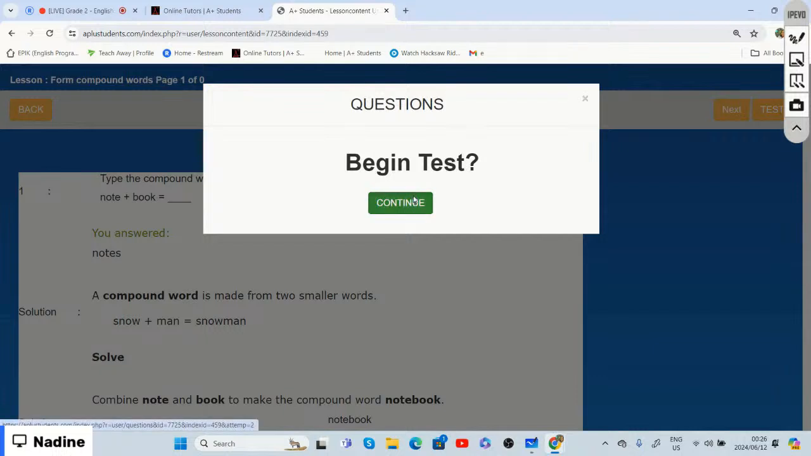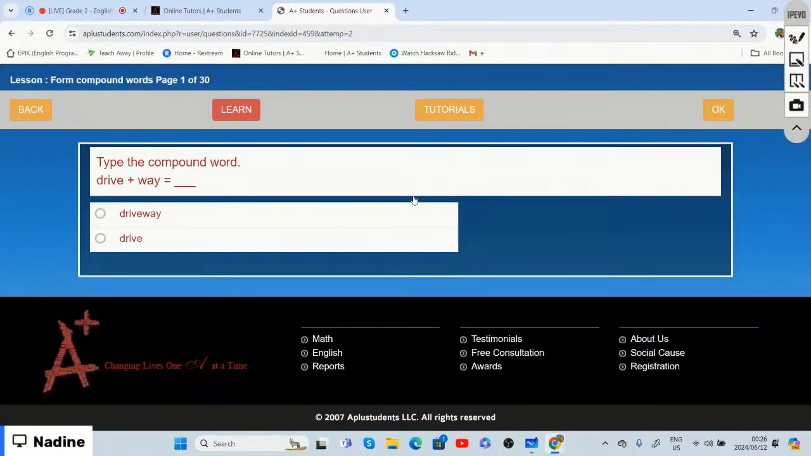All right, so we're going to begin our test now where we're going to form compound words. And remember, compound words are two smaller words. Once we join the two smaller words, we create one word and we call that compound words. All right, so we need to type the compound words.